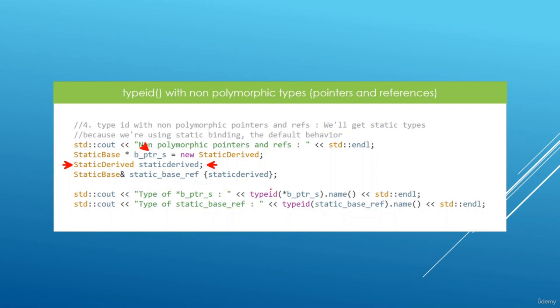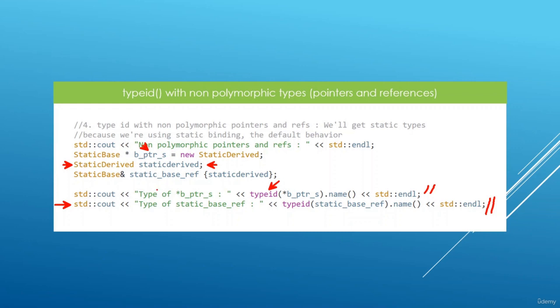Now, if we try and pass our pointer through our typeid operator, we will get static binding results because we don't have polymorphism going on in this inheritance hierarchy here. The same is going to go for our typeid with the reference. This is going to give us static binding results, even if we are really using a base pointer and a base reference to manage derived objects.